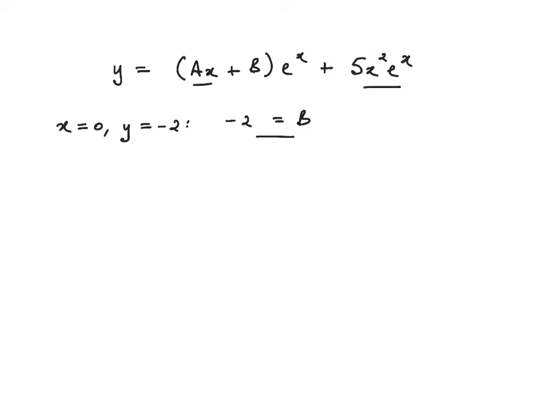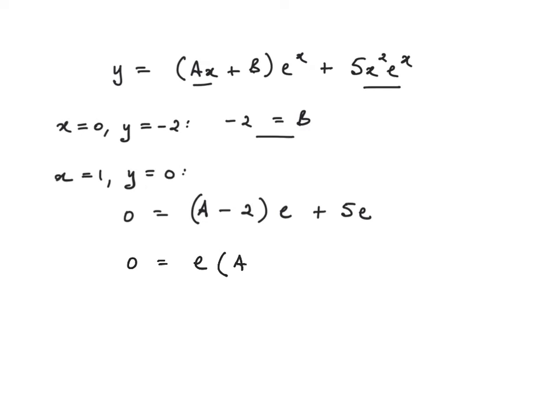The second piece of information we have is that y1 equals 0. So when x equals 1, y equals 0. So 0 equals a plus b, e to the x. Now we know that b is minus 2. x has the value 1, so we've got 5e here. If we take out e as a common factor on the right hand side, we've got a minus 2 plus 5.